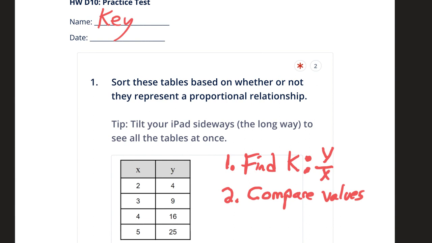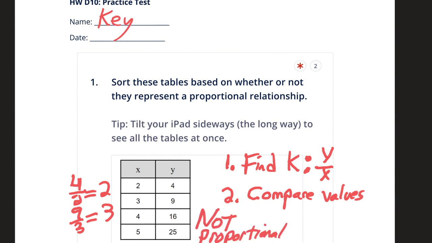So, if I am using method 1, I can find my constant by dividing y by x. So 4 divided by 2 is 2. Now I'm going to check my second set of values, and I do y divided by x, 9 divided by 3, and I get 3. Now these do not match. And if they do not match, then this is not a proportion, or it does not show a proportional relationship. So this is not proportional.